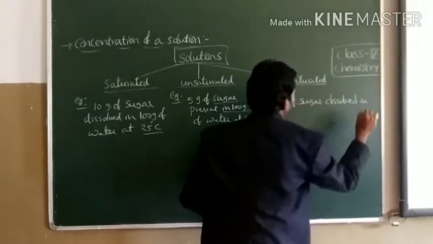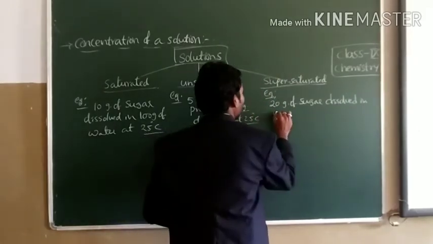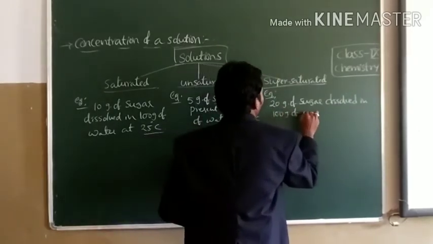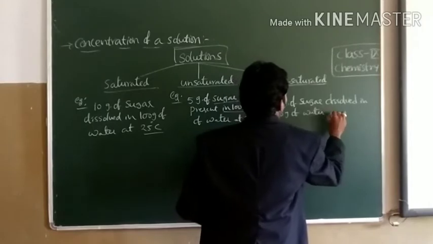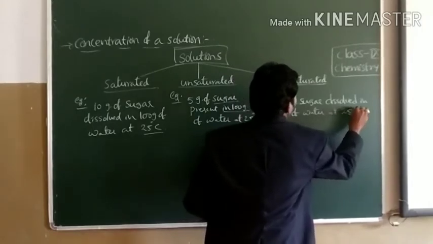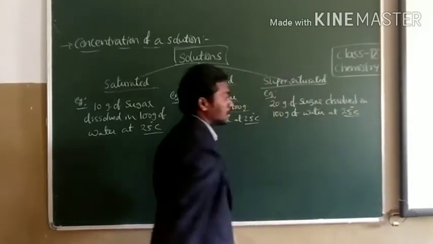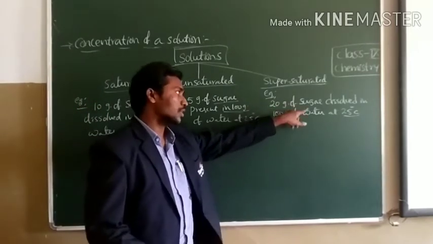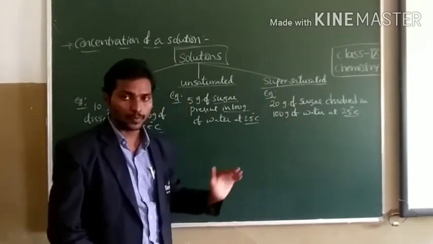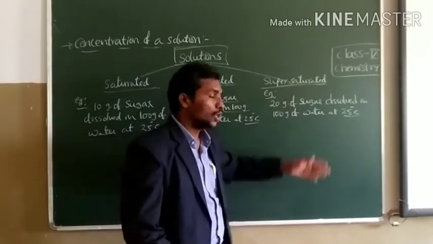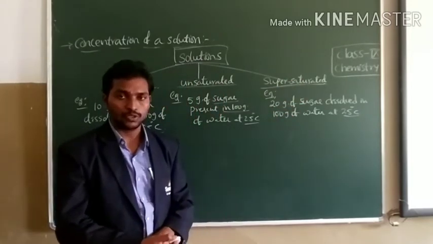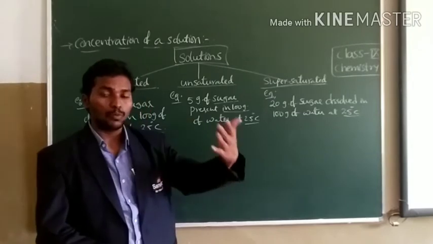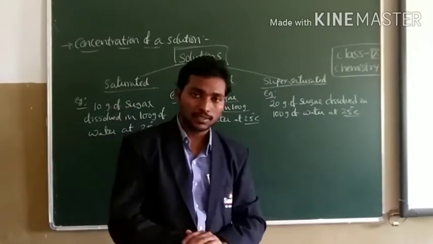20 grams of sugar dissolved in 100 grams of water at room temperature, that is 25 degrees Celsius. When 20 grams of sugar is dissolved in 100 grams of water at room temperature, it leads to the formation of a supersaturated solution. A supersaturated solution contains more solute than the saturation level.